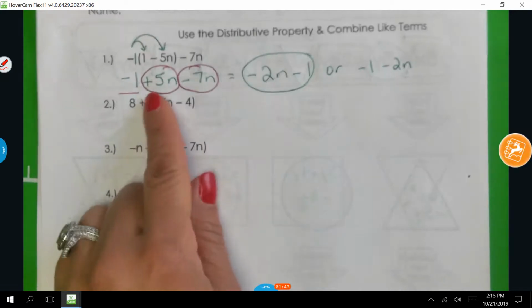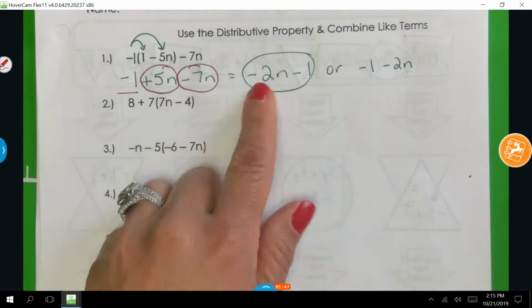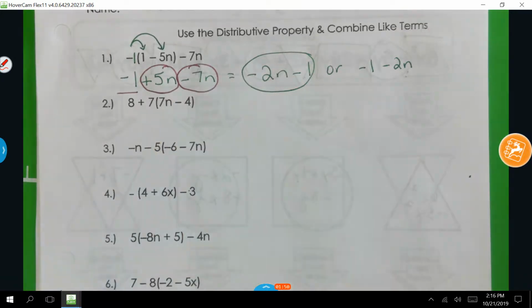What is positive 5 minus 7? Put it in the calculator. You'll get negative 2, and then you just stick the n after it.